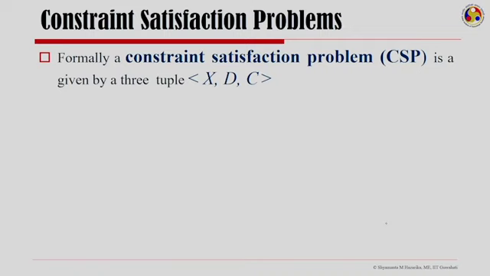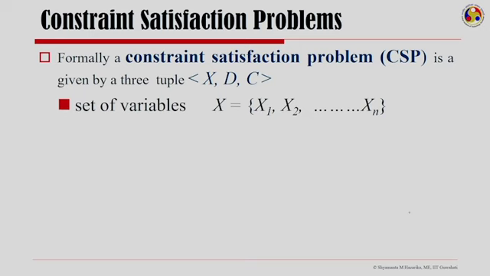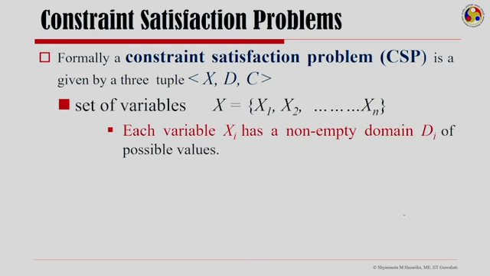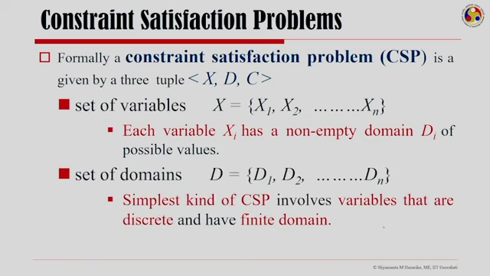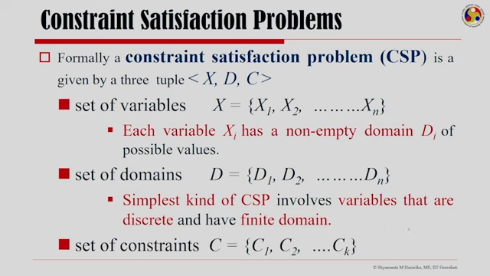Formally, a constraint satisfaction problem is a three-tuple: the set of variables. Each variable has a non-empty domain of possible values. A set of domains. The simplest kind of CSP involves variables that are discrete and have finite domains. Then we have a set of constraints.